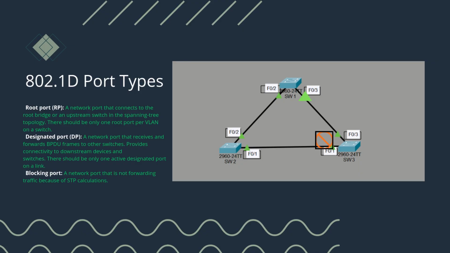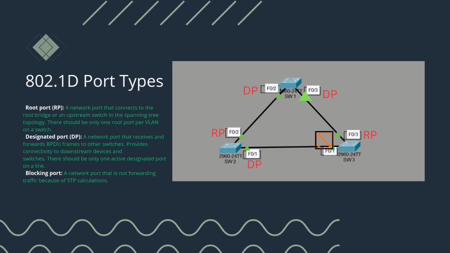First, the root port, shown in green on our diagram. This is the port that connects to the root bridge or provides the best path upstream towards the root bridge. Every non-root switch has exactly one root port. Think of it as the path home to the root.